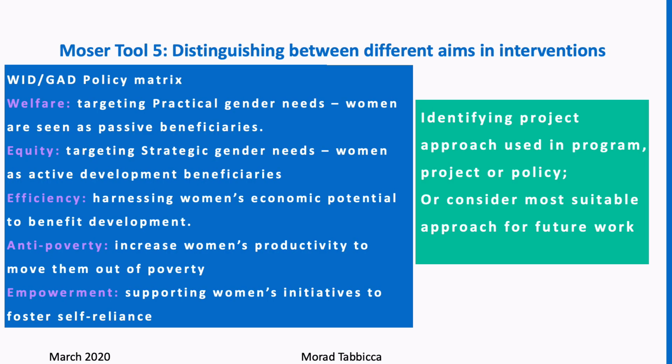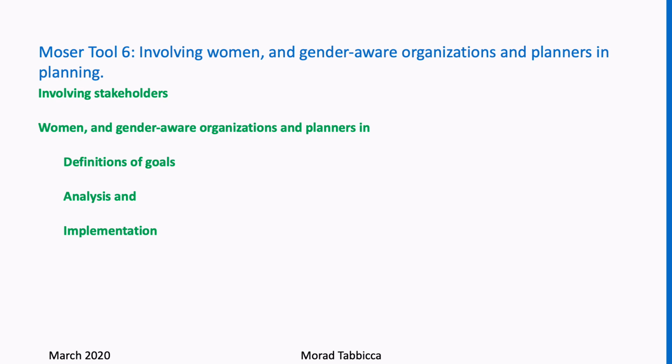So the fifth Moser tool is making the argument that different... The Moser tool 6 talks about involving women and gender-aware organizations and planners in planning. Now, why is this important? You have to realize that if you are planning for development, whatever is in the plan is what gets executed. So if you want a plan that is gender sensitive, then it also needs the perspective of women and gender-aware organizations and planners.